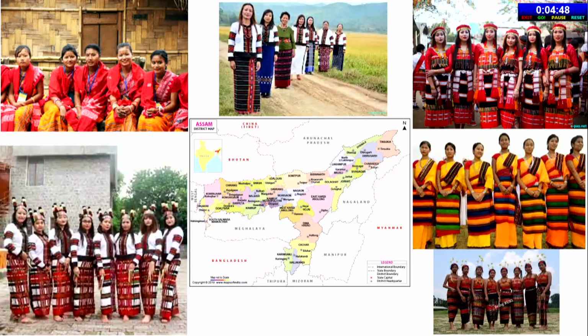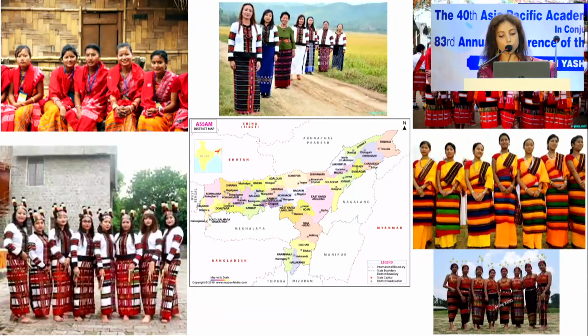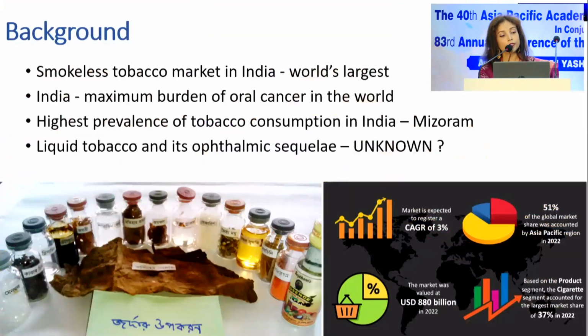Of the various colors of Northeast, the Mara, Mizo and Naga hail from in and around Assam. I hail from Cachar, so I get a lot of these patients. The background of our study is that India has the largest market of smokeless tobacco, and incidentally, Mizoram has the highest amount of tobacco consumption. What is not known is the liquid tobacco entity and its ophthalmic sequelae.